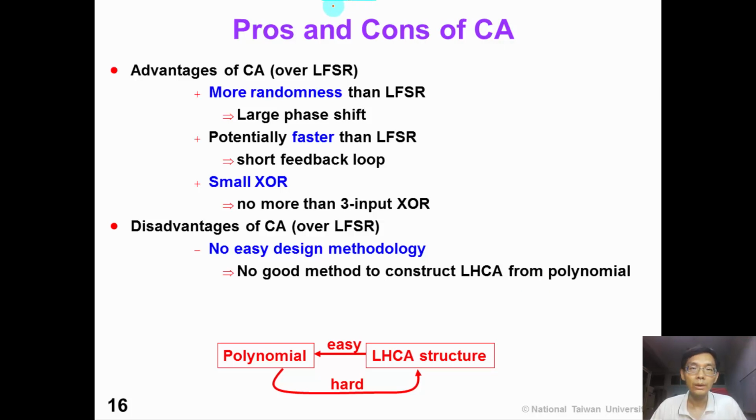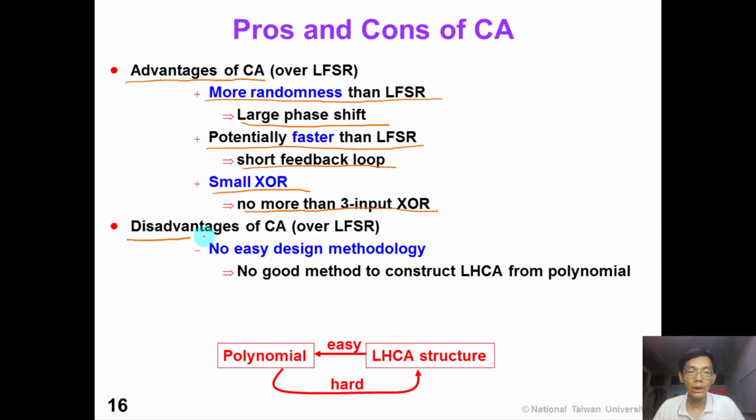So, the pros and cons of cellular automata are shown in this slide. The advantage of cellular automata is that it provides more randomness than LHCA because it generally has larger phase shift. The second advantage is that cellular automata is potentially faster than LHCA because it has only short feedback wires, no long feedback loops. The third advantage is that cellular automata only use small inclusive OR. We don't need more than 3 input inclusive OR.